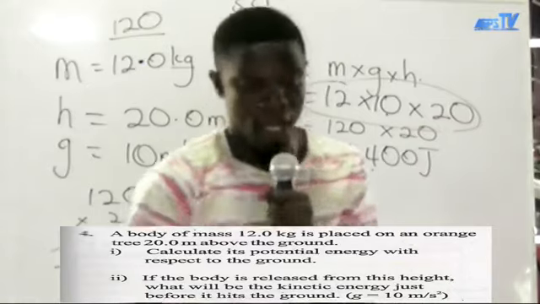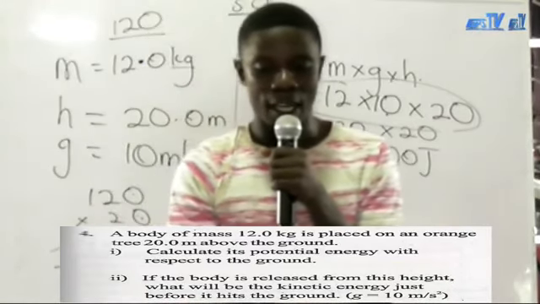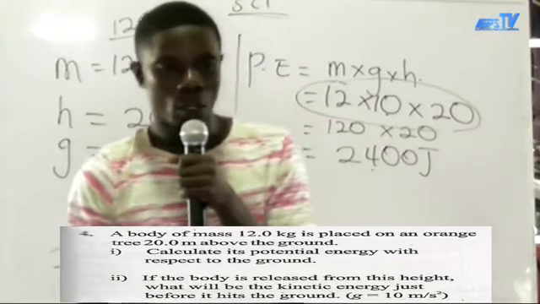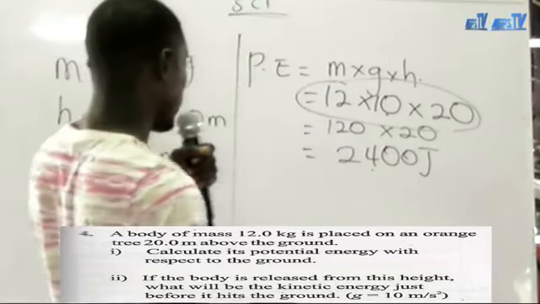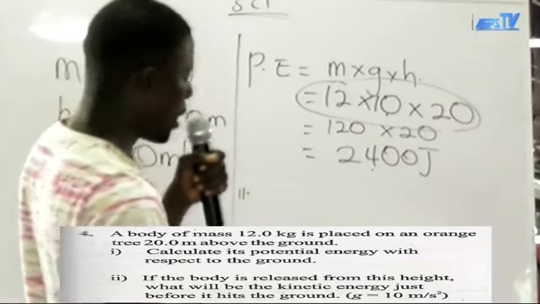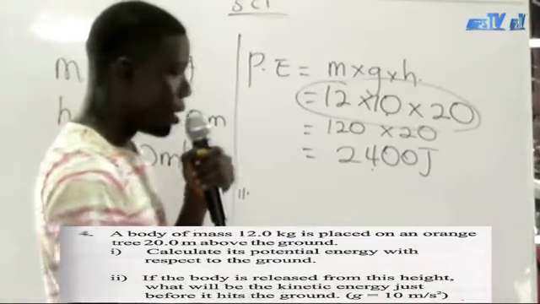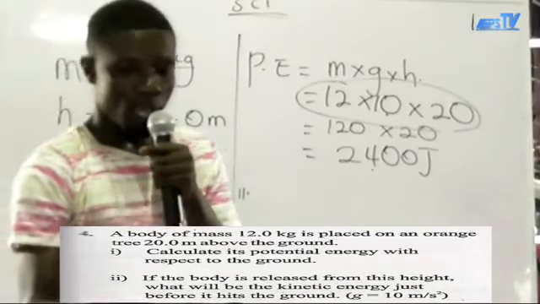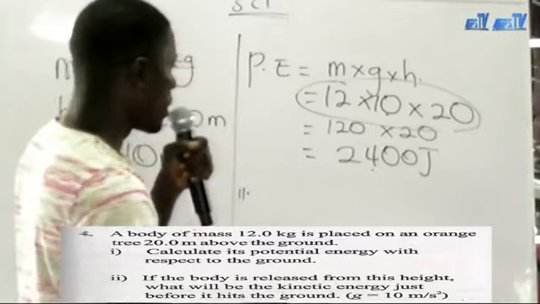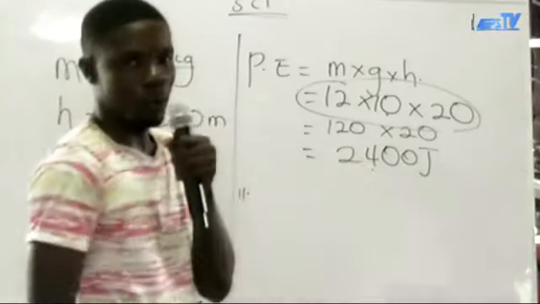If the body is released from the height, what will be the kinetic energy just before it hits the ground? Just write your answer. If the body is released, the potential energy will be converted to kinetic energy. Therefore, the kinetic energy is 2,400 joules.